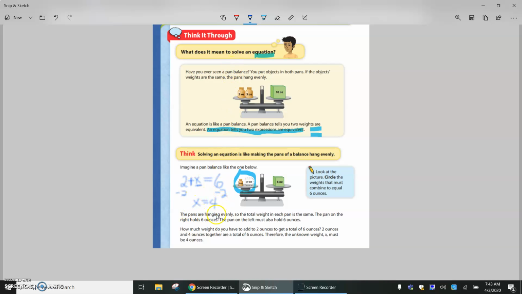The pans are hanging evenly, so the total weight in each pan is the same. The pan on the right holds 6 ounces. The pan on the left must also hold 6 ounces. How much weight do you have to add to 2 ounces to get a total of 6 ounces?